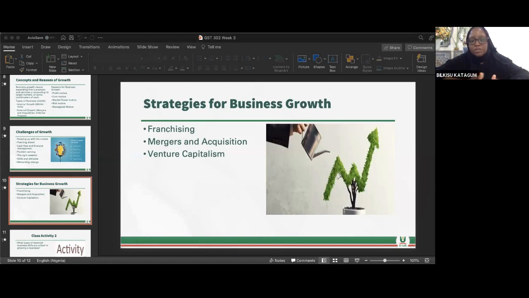Another one is mergers, when two companies come together and join forces. They may be on equal standing, or one may be bigger than the other. It may not involve buying; it may just be the two of them coming together to partner and be a bigger company. Another one is acquisition. Acquisition is actually buying the other company. You are the sole owner, you're the bigger company, you are the owner of that business itself. Then the last thing is venture capitalism, which is when you get investors to grow.